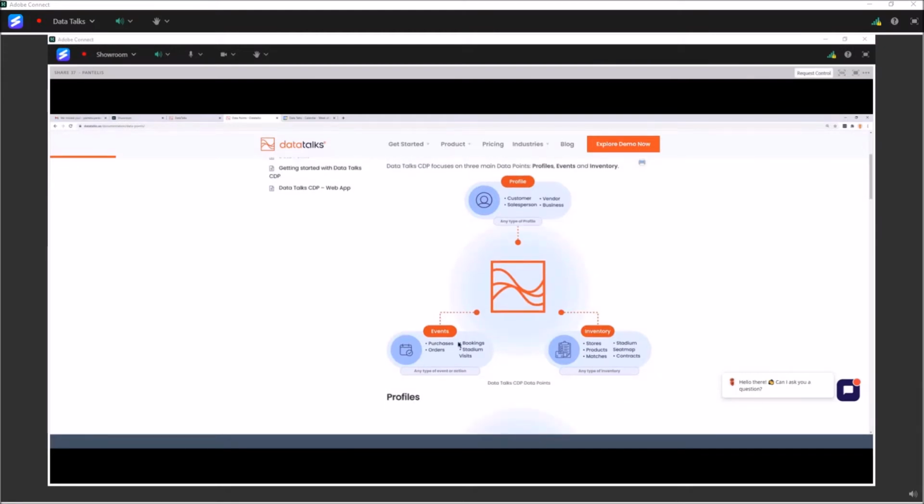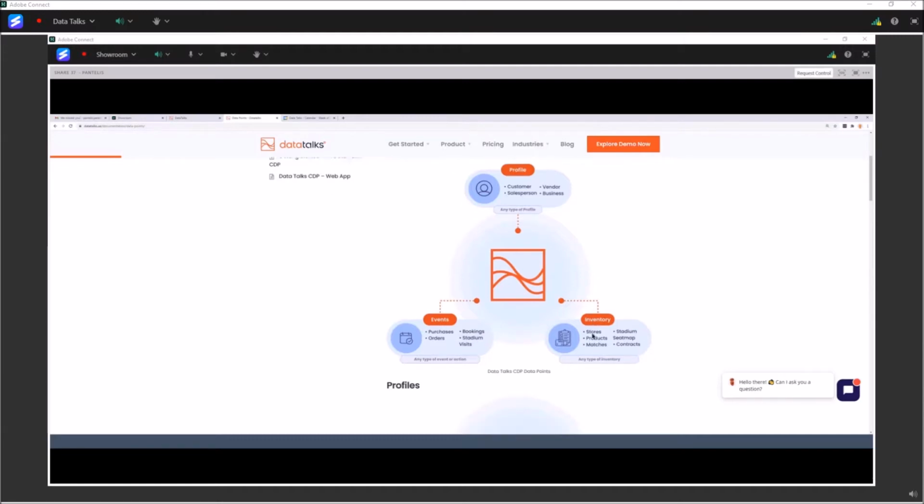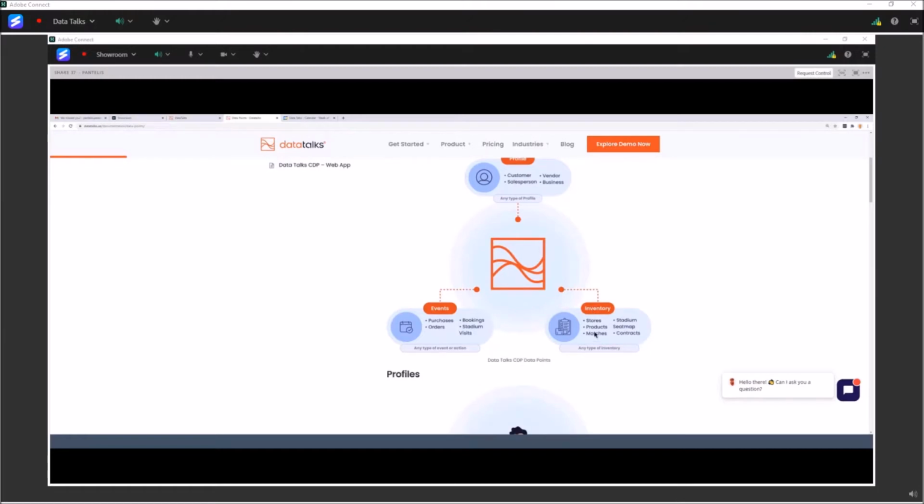And then we have the events. These are actions of your customers or the business or your staff related to your organization, in the context of your business. And they can be purchases, orders, bookings, stadium visits, and so on. And then we have the inventory, which is items to describe your profiles or events. So those can be stores, products, matches, stadiums, seat maps, contracts, subscriptions, and so on.